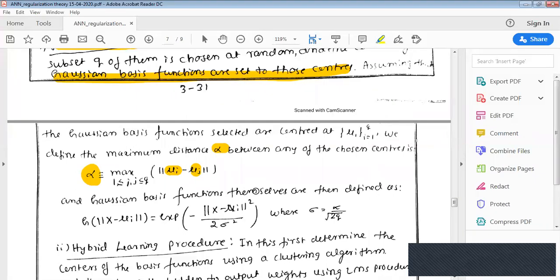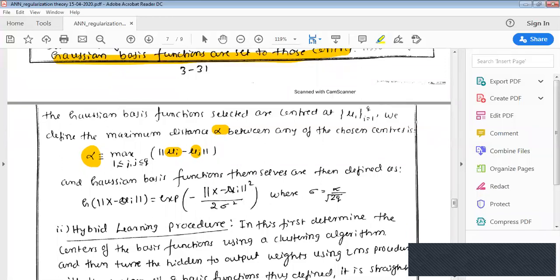Based on this alpha, now I'm going to write the Gaussian basis function that will act as a hidden neuron. This Gaussian basis function is written only for the hidden neurons. G of mod of x minus mu i, where x is the input and mu i is a center, is equal to e power minus mod of x minus mu i whole square divided by 2 sigma square, where sigma is equal to alpha by root of 2q. Okay, q is how many basis functions you have chosen.